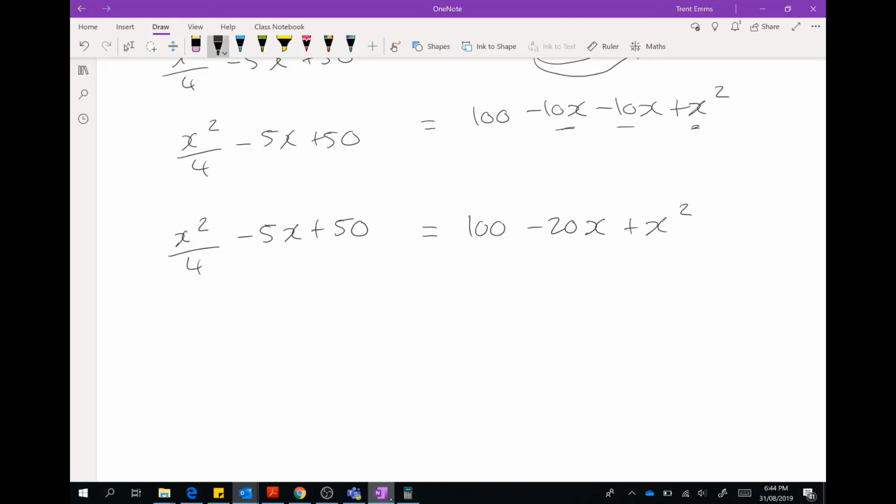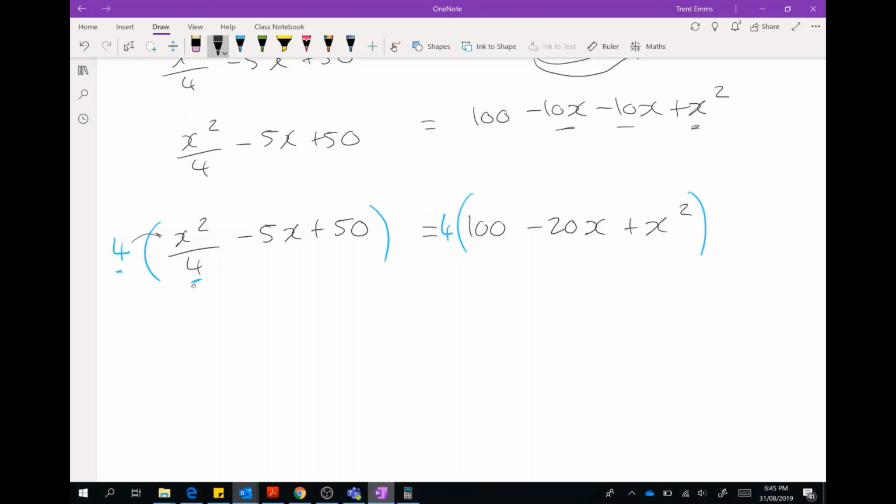Right, now what we're going to do, just to get rid of that 4 on the bottom, because fractions are really annoying, is multiply this side here by 4, and then I have to multiply this side by 4, and the reason I'm doing that is so that this 4 will cancel this 4 out.